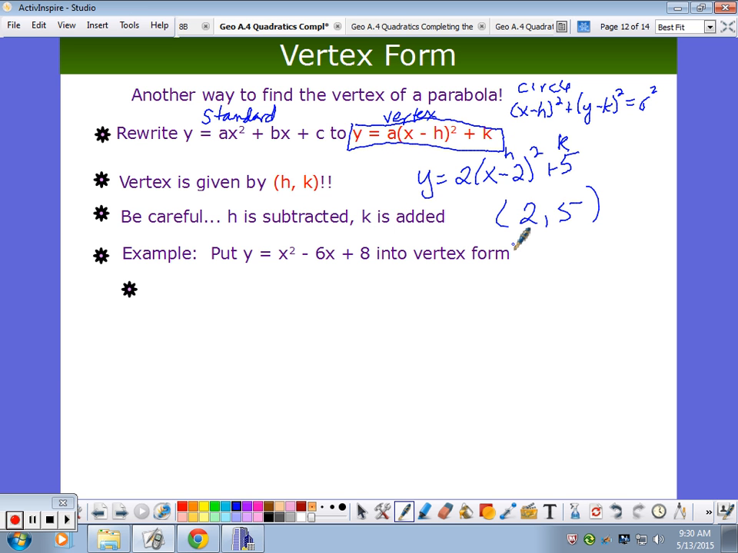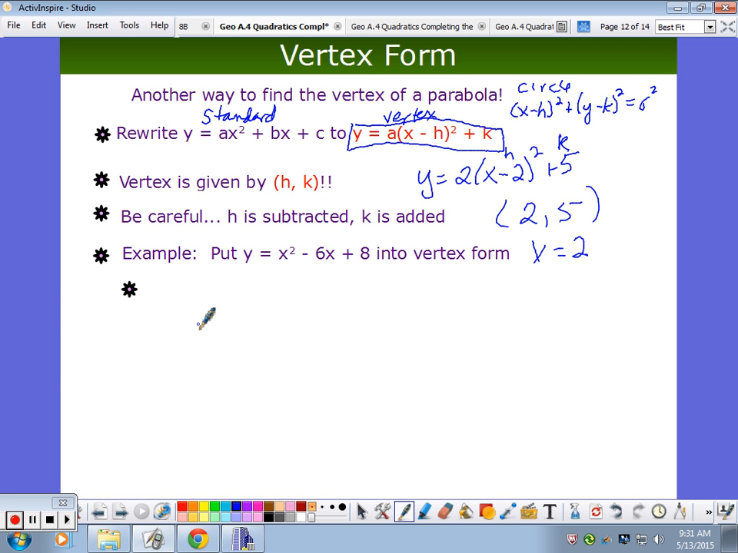Now, I don't have to do x equals negative b over 2a. I don't have to do any of that stuff. Vertex right there. In fact, what is the axis of symmetry given this equation? Yeah, x equals 2. So it's way easier to do this when you're in vertex form. So watch how to do it.